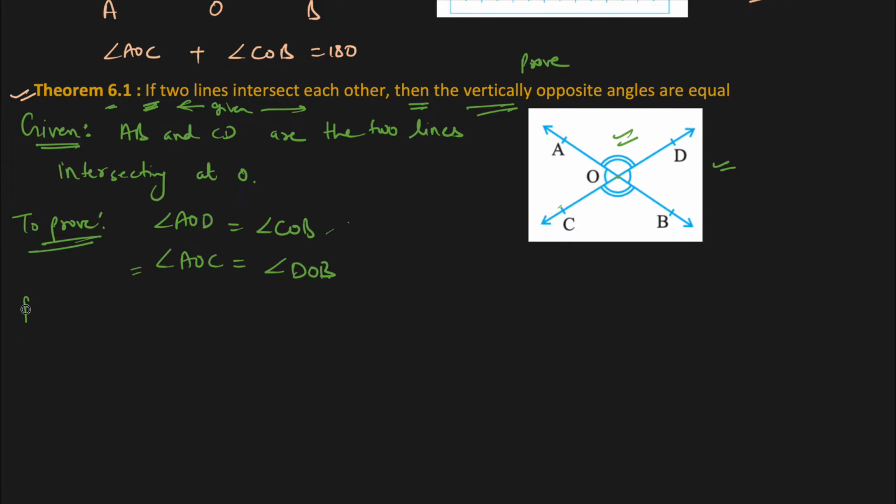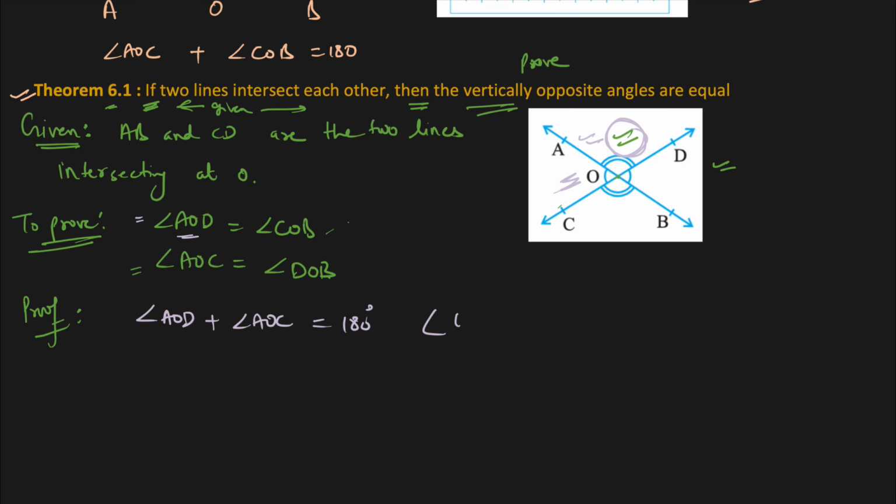So let's start with the proof, students. For proof, I'll take another color so that we can differentiate. Now, as I said earlier, to prove this theorem, I will be using the linear pair axiom. Okay. So now, what angle over here is this, the first part is AOD, right? So AOD, check. AOD is making a linear pair with what all? We have to check that. So AOD is making a linear pair with AOC, right? So AOD plus AOC is 180 degrees.